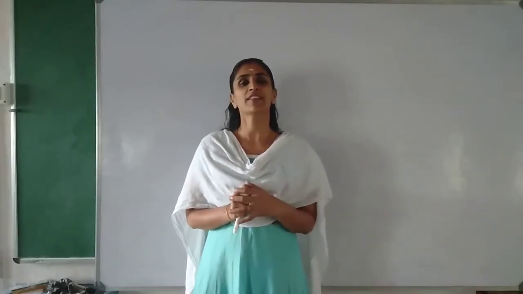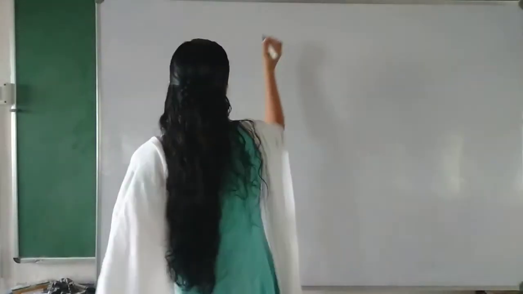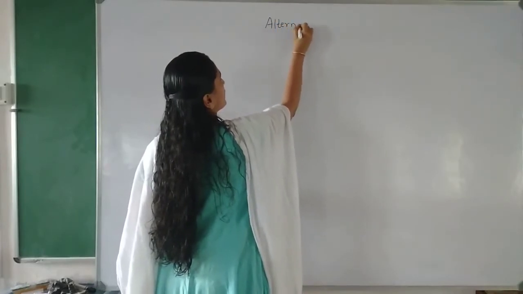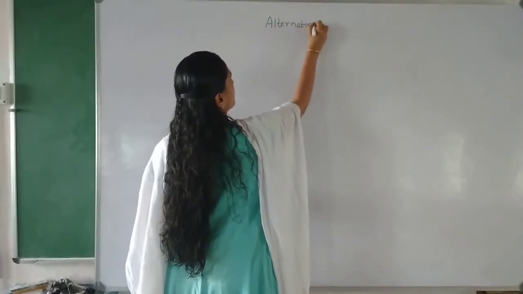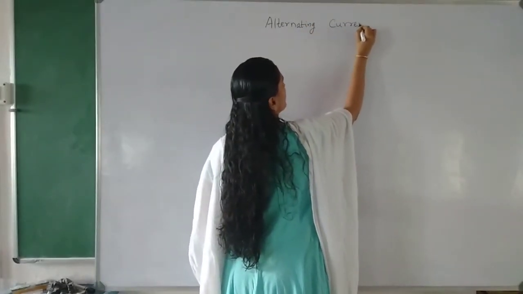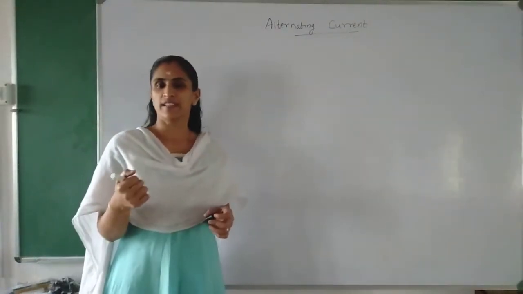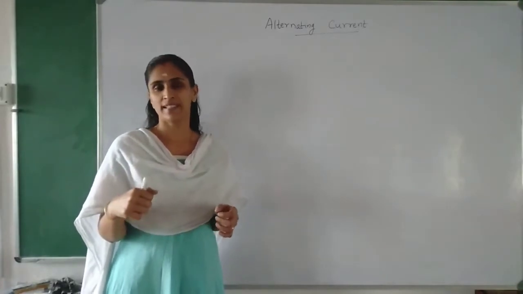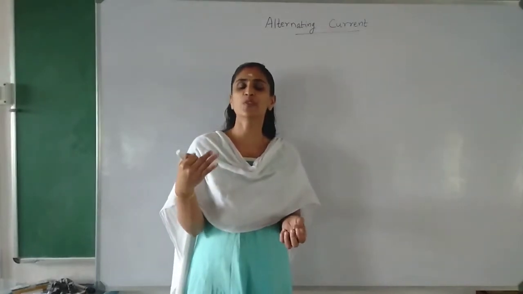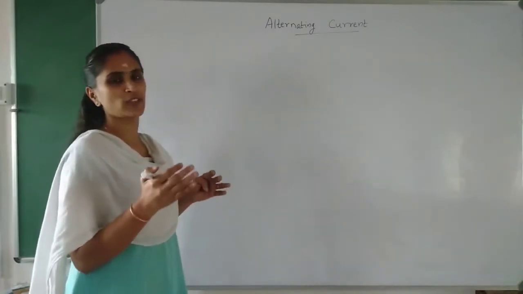Today we will start our new chapter, that is alternating current. In the last class we already discussed what is meant by AC, whose polarity is continuously changing at each and every instant of time, and whose value is also changing. Such a voltage is known as AC voltage, or the current is known as AC.